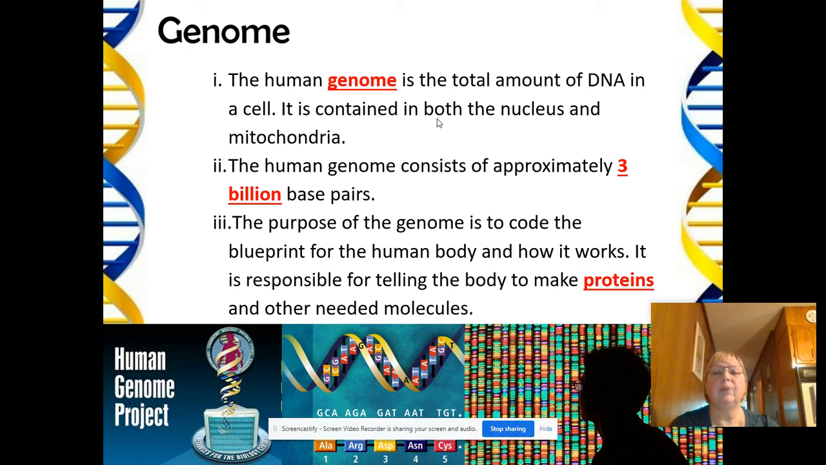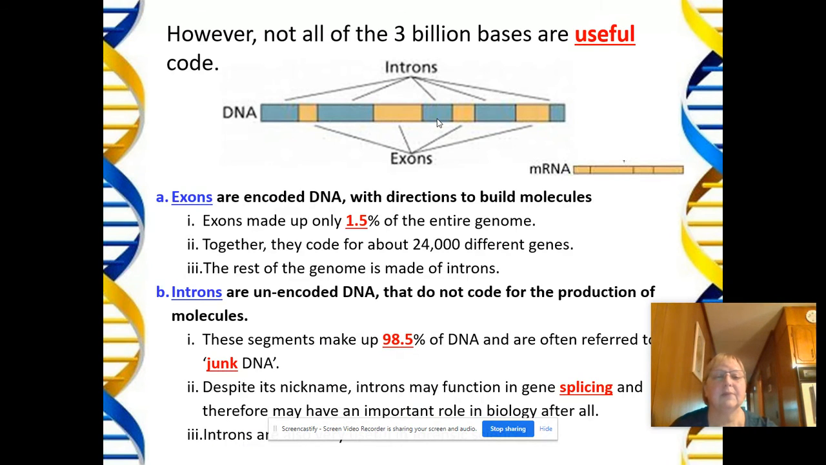The human genome is the total amount of DNA in a cell. It's contained in both the nucleus and the mitochondria. There are about 3 billion base pairs. It took them a while to get all the codes. The purpose of the genome is to code the blueprint of the human body, and it's responsible for telling the body to make proteins and other needed molecules.